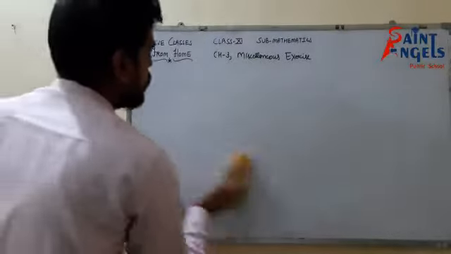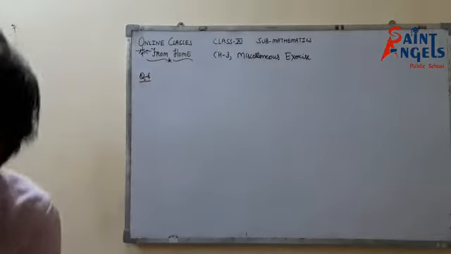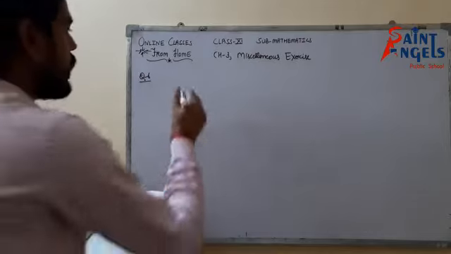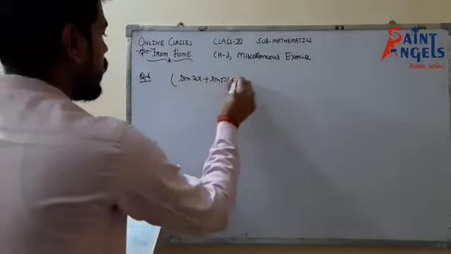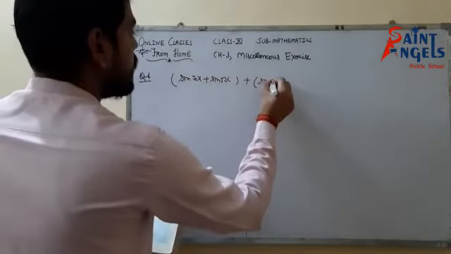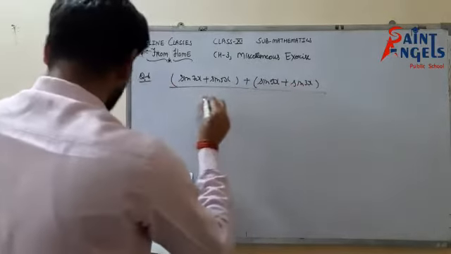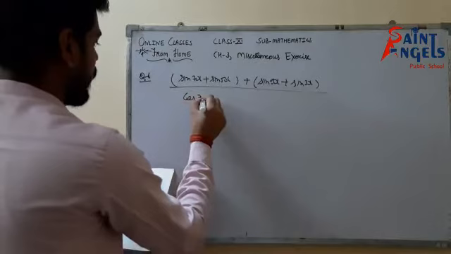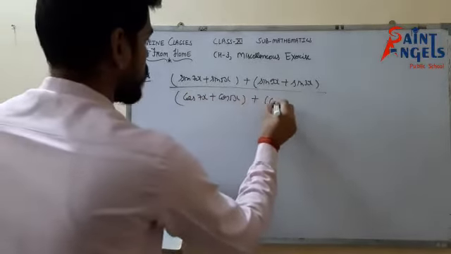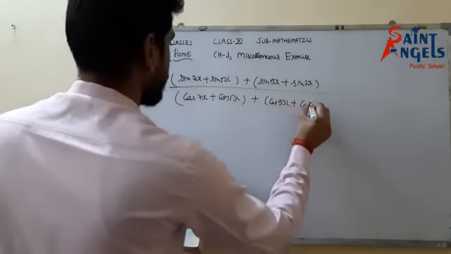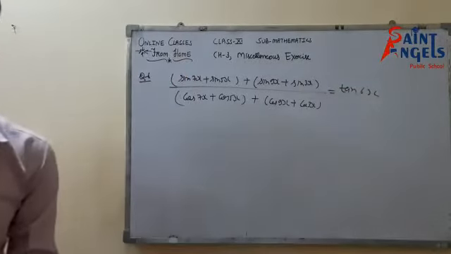Students, now look at question number 6. Question number 6 is: (sin 7x + sin 5x + sin 9x + sin 3x) upon (cos 7x + cos 5x + cos 9x + cos 3x), that we have to prove equals tan 6x. Okay. Now look at the question.